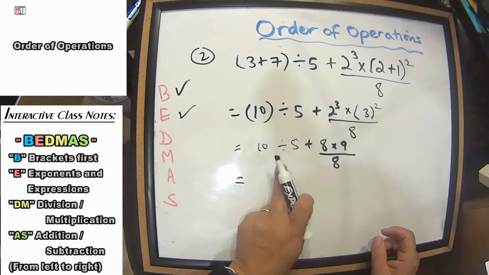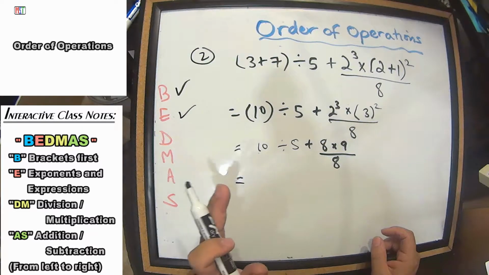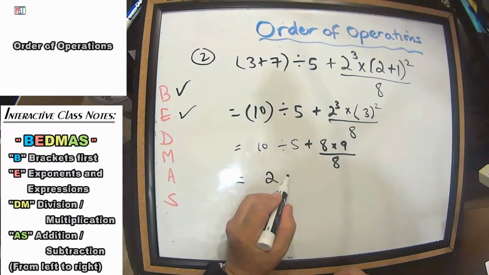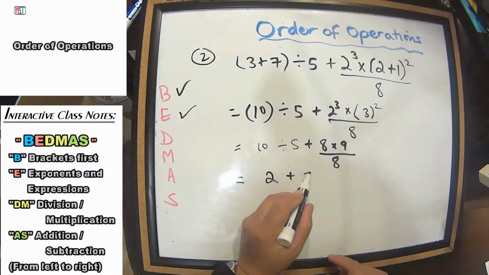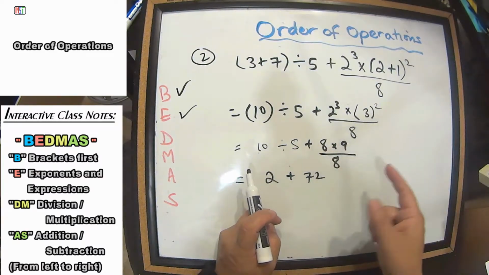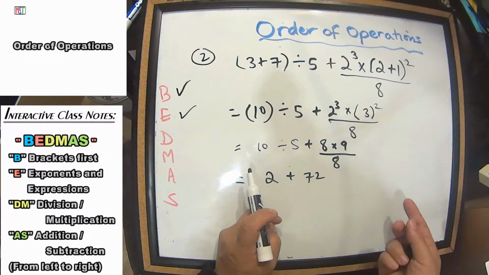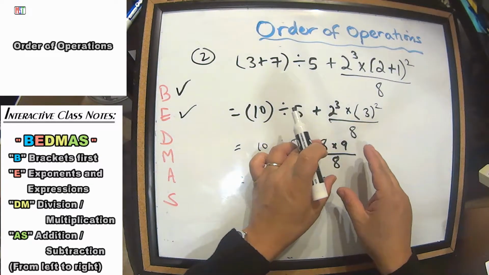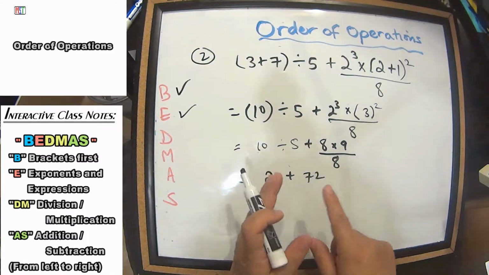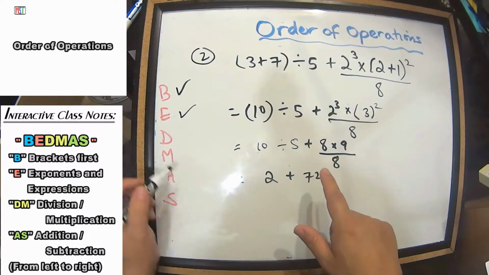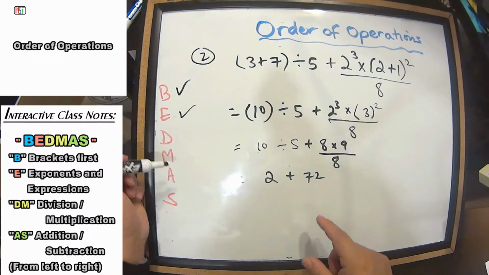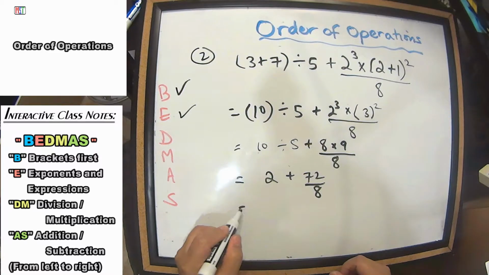The next step is division. I see division and multiplication. Again, we want to start from left to right. So 10 divided by 5 gives you 2. 8 times 9 is 72. Now you could have done 8 divided by 8 will give you 1, times 1 times 9 is 9. Okay. Remember, if you have multiplication and division together, you can do in any order you want. But anyway, I'm going to follow the BEDMAS rule for now, and it's going to be multiplication and then division. Okay, so multiplication, 72 over 8.